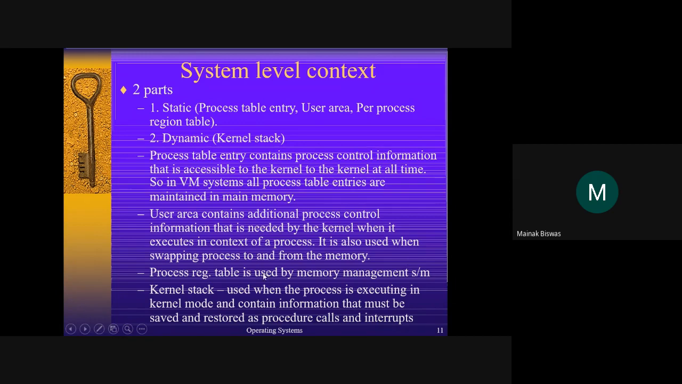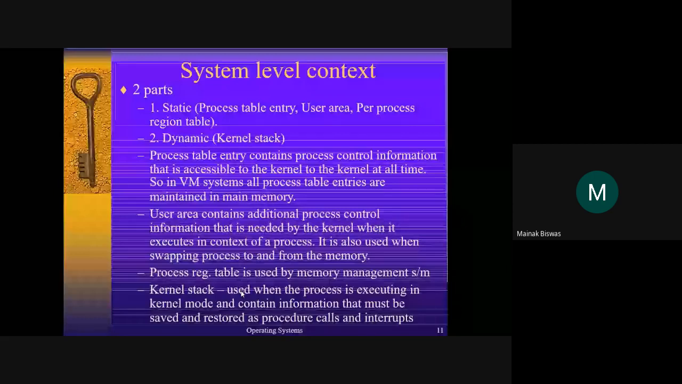The process registers table is used by the memory management scheme. Then there is a kernel stack, used when the process is executing in kernel mode, and it contains information that must be saved and restored across procedure calls and interrupts. So when the process is executing in kernel mode, all its context information must be saved and restored whenever these procedure calls and interrupts happen.